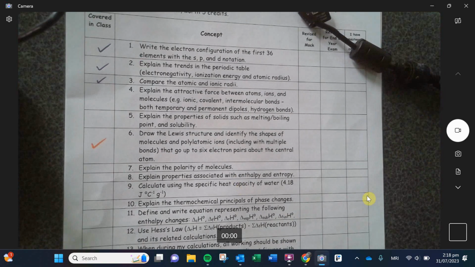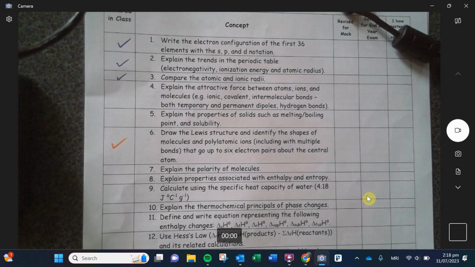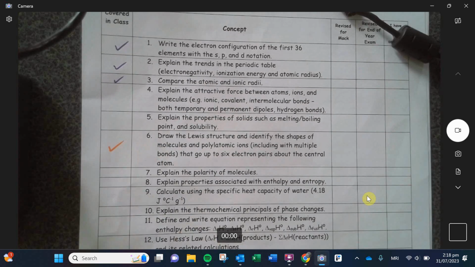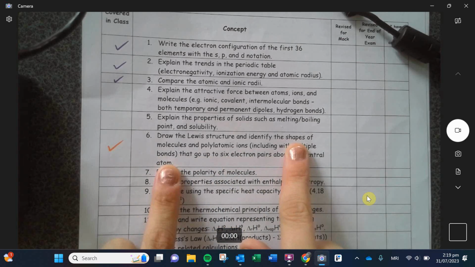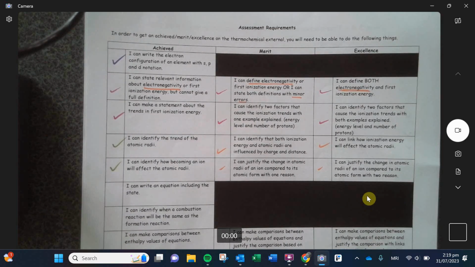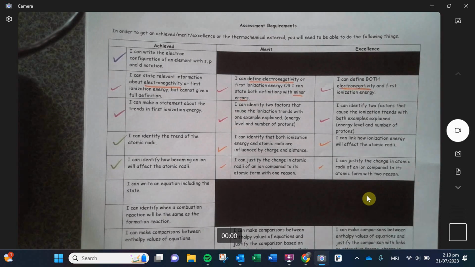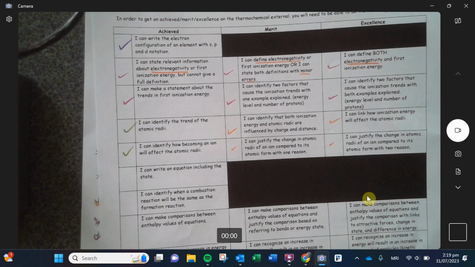All right, team. What we are looking at today is, we're still looking at number 6. Drawing those Lewis structures and identifying the shapes. Now we're looking at the shape component of that. Let's see on the back if we have anything about shapes. Draw the Lewis structures.